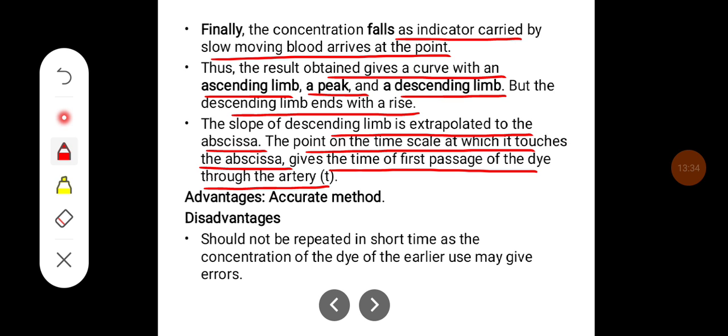The advantage of this method is that it's an accurate method, and the disadvantage is that it should not be repeated in a short time as the concentration of the dye from the earlier use may give errors.